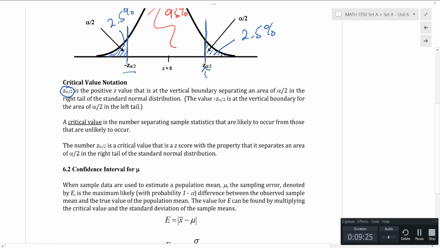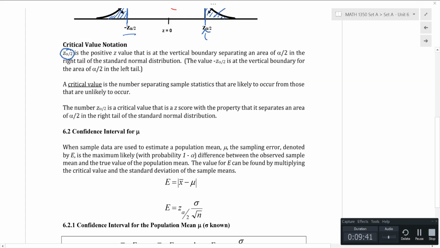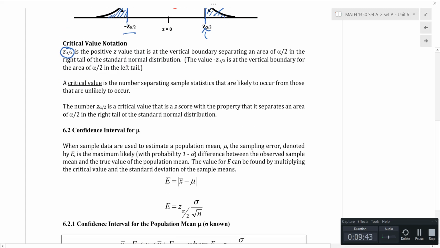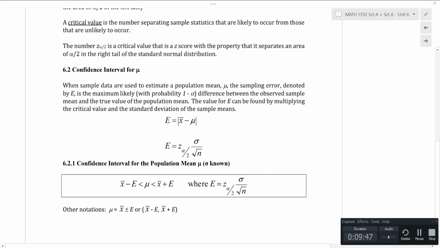Now, for us here, this z alpha over 2 is a z score that's going to split up our distribution in this way. And so we've seen before how you can get these particular z scores. So with that, let's go ahead and think about confidence intervals. We're going to be relying on the z score here.